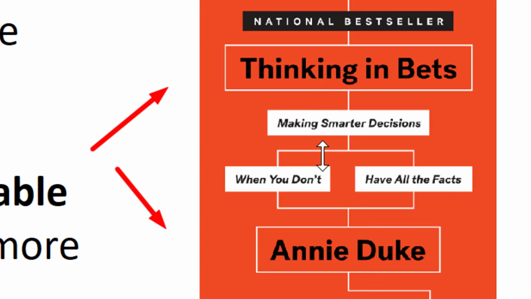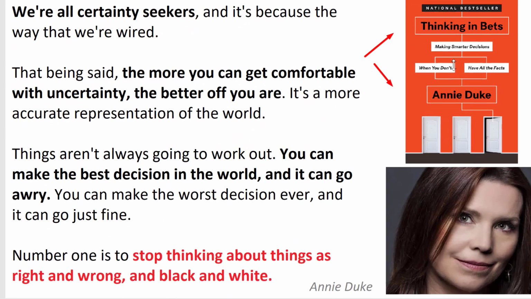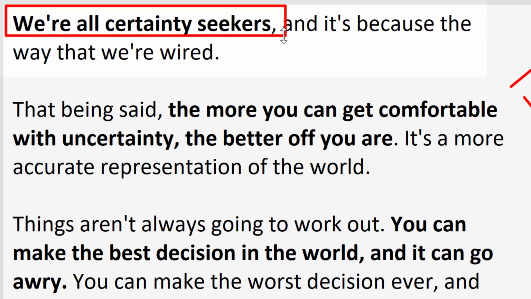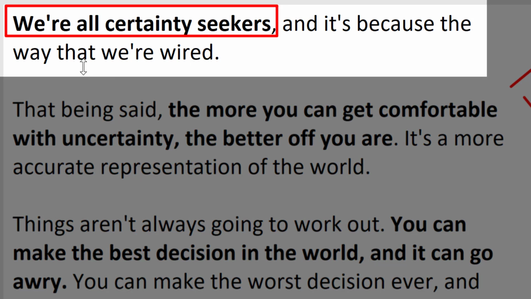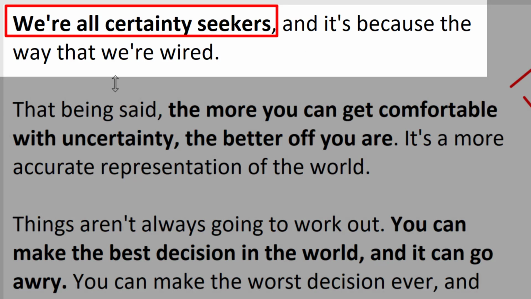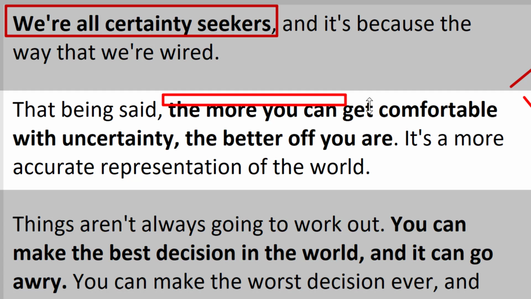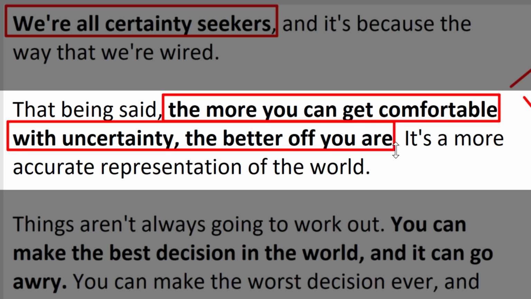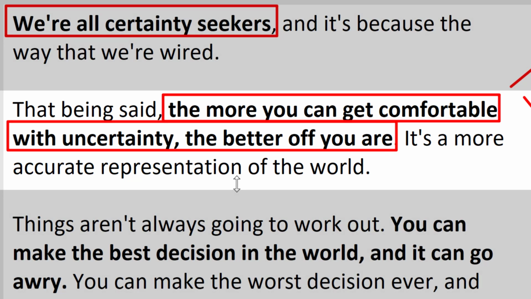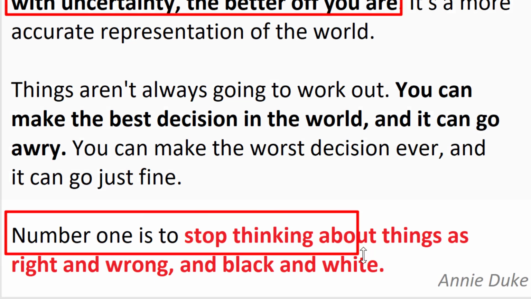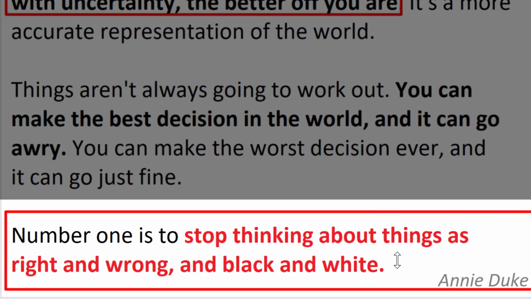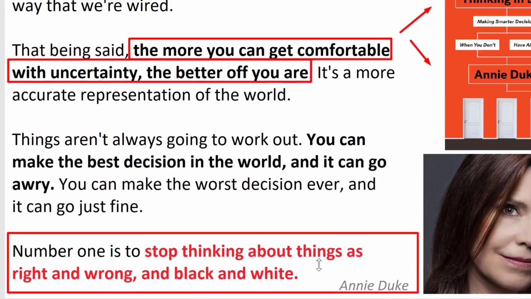Now, in this book about probabilities, which by the way is a fantastic book, I recommend you get it and read it, Annie Duke says something very important here about probabilities. She says, we're all certainty seekers, and it's because that's the way we're wired. Our brain is wired that way. That being said, the more you can get comfortable with uncertainty, the better off you are. It's a more accurate representation of the world. And she says down here, number one is to stop thinking about things as right and wrong and black and white. So in other words, you need to be comfortable with uncertainty.